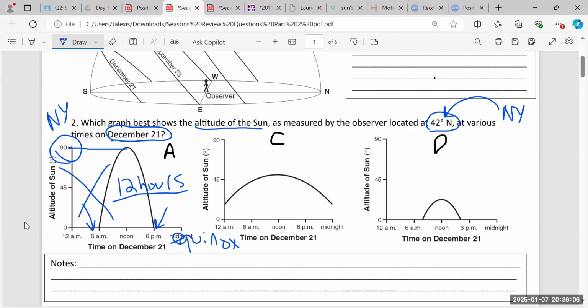Now, C. One thing you'll notice is that the altitude of the sun never touches zero. So that means at location C, the sun is up for 24 hours.